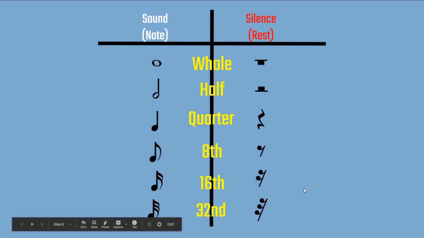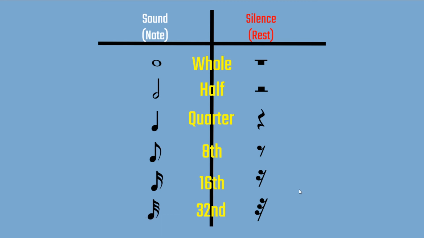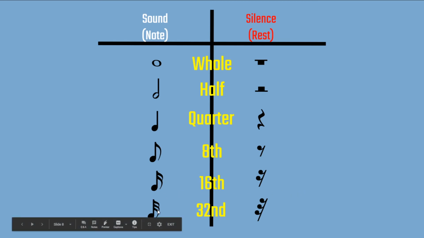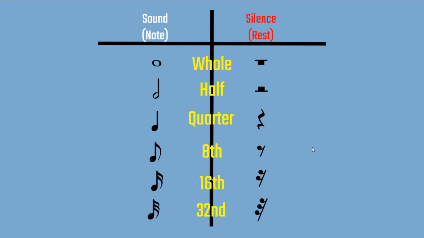And then we have our 32nd note, which, carrying on our theme, now has 3 flags on this side. And we have a nice little note head right here, and that is going to be our sound. And then our silence has the same thing that the 8th and 16th rests had, except it's going to have 3 of the little flags on the left side. Okay, so that is sounds versus silence.